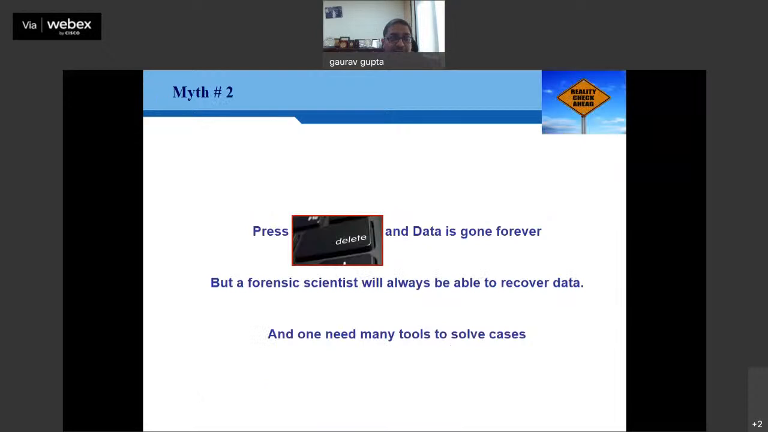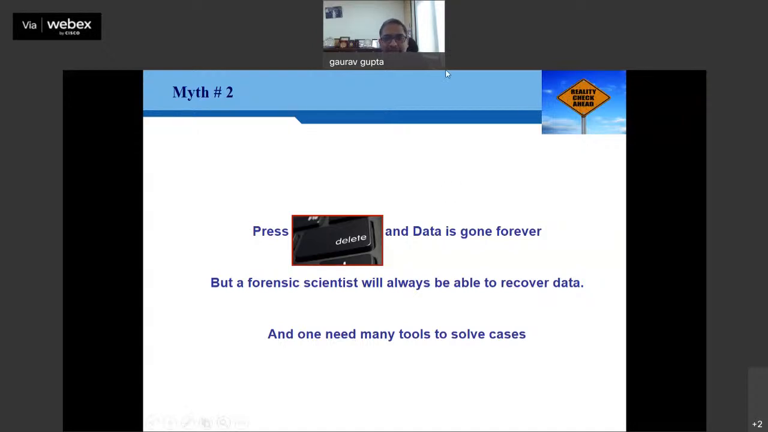Next, please. We all think press delete and data is gone, or shift delete and data is gone. Do you think if I format a hard drive and repartition, data is gone? If I do a factory reset of a phone, is the data gone? What do you think? Type your answer in chat. Is the digital data gone once I do a factory reset of a phone and shift delete?